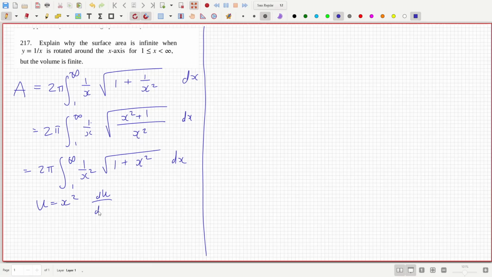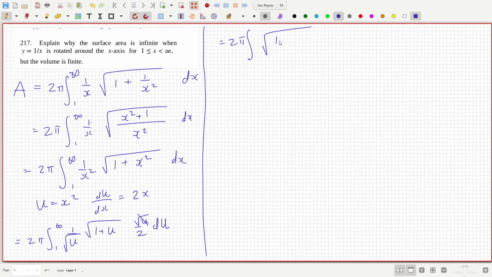So du dx equals 2x. So this becomes 2 pi, 1 to infinity, 1 over u, root 1 plus u, and then the dx is a half du. And there's an x here, which is a root u. And then that could cancel with that to make it that. So 2 pi root 1 plus u over u du.